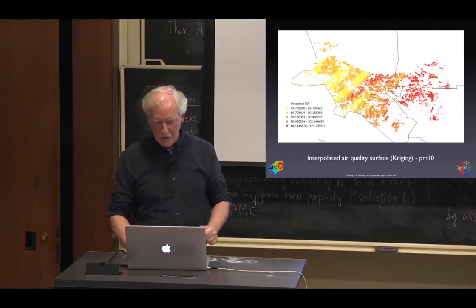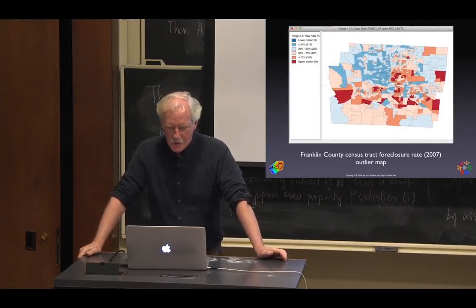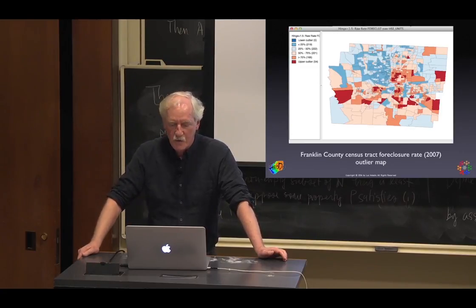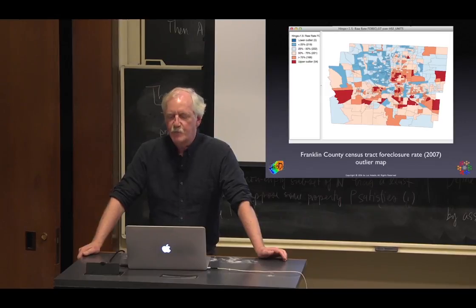So the last example is Franklin County. That's where Columbus, Ohio is. And these are foreclosure rates in 2007, just kind of going up to the crisis. And the question is, is this spatially random or is this somehow patterned?